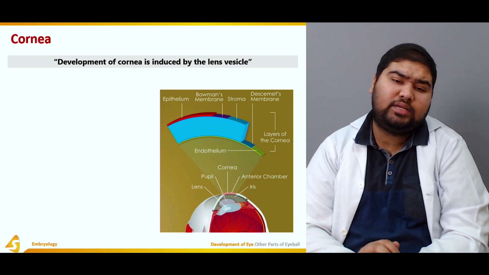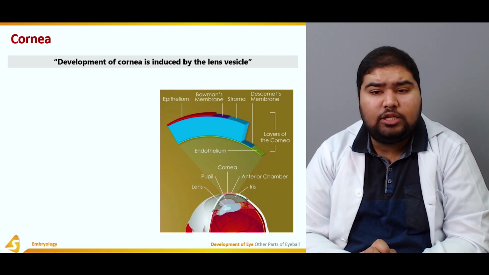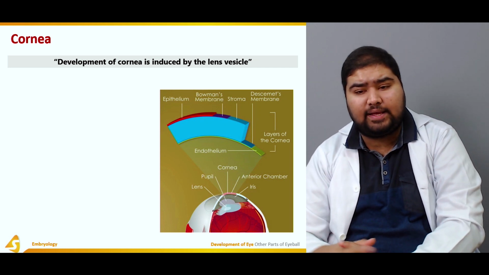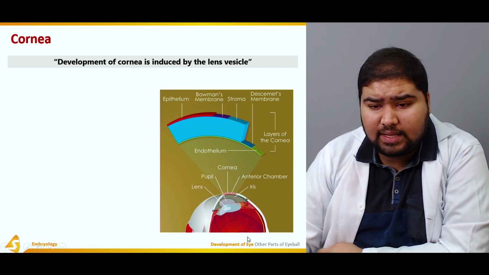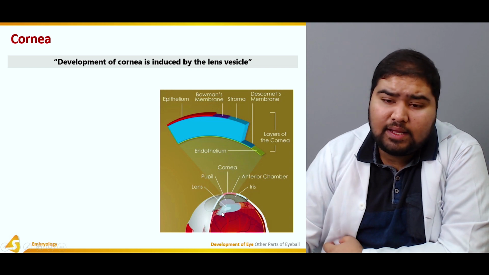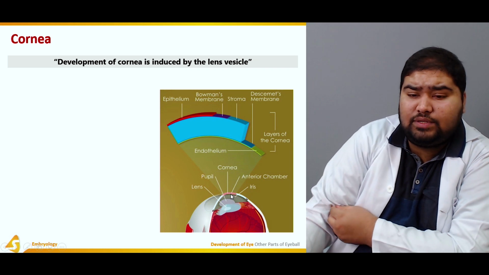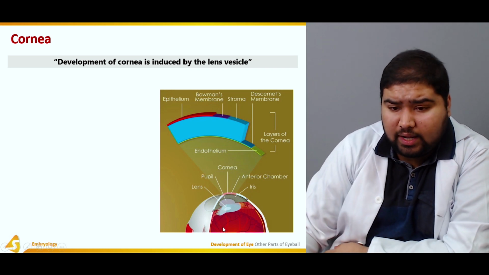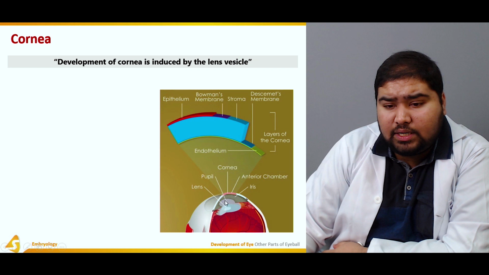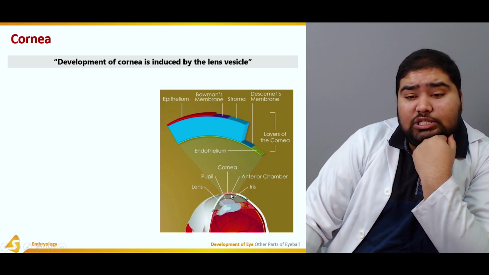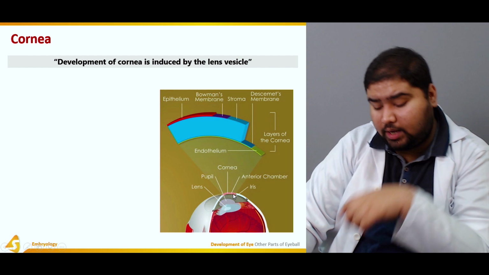Now, let's talk about the development of the cornea. The development of the cornea is induced by the lens vesicle. Here you can see this is the lens vesicle, this is the lens, and the lens vesicle induces the formation of the cornea. There is a small aperture in the iris known as the pupil. This is the anterior chamber, and finally the cornea.